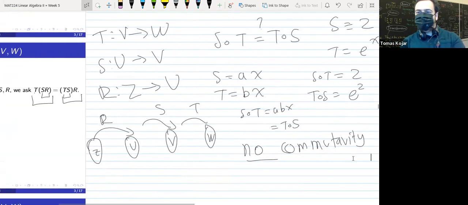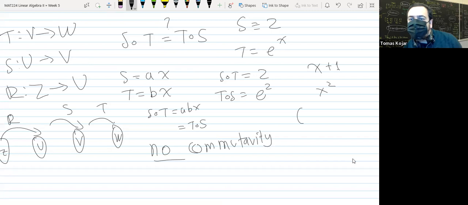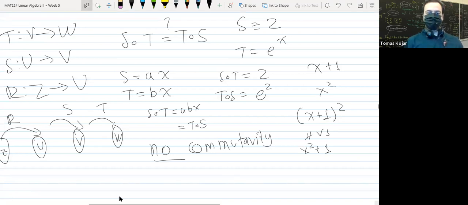Let me try it. So X plus 1 and X squared. One gives you X plus 1 squared, and the other one gives you X squared plus 1. Yes, and they're not the same. Good. Thank you.